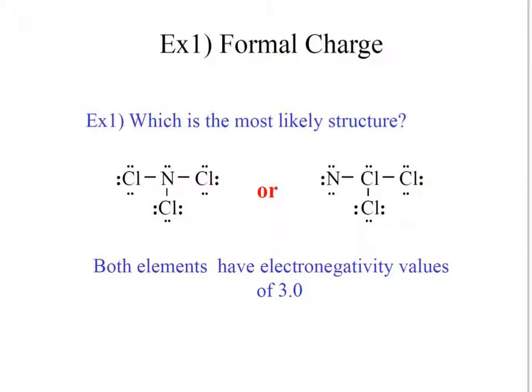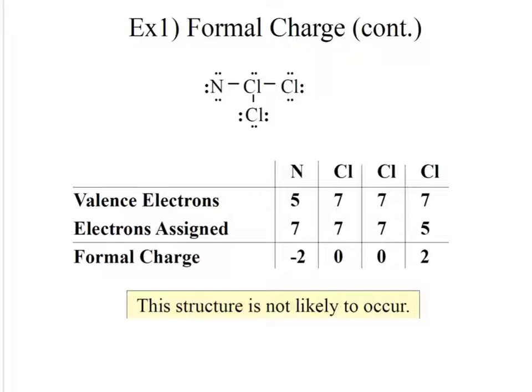So which one's the most likely structure? The only way to determine this is if you calculate your formal charge. The rule states that the least electronegative element resides in the center, but in this case both elements have the same electronegativity value. So we need to calculate formal charge. So here we go. Here are the valence electrons assigned to nitrogen, chlorine, and then you're going to subtract the electrons that are around it. So around this nitrogen, there's 1, 2, 3, 4, 5, 6, 7 electrons.